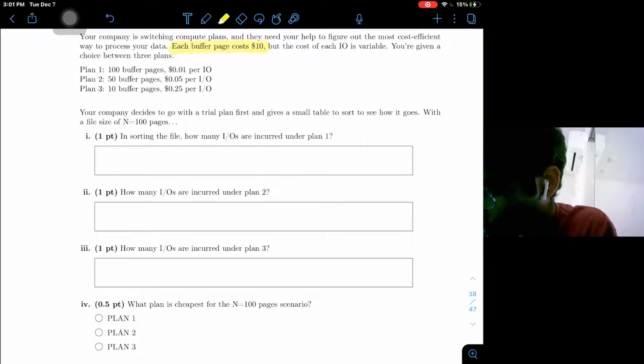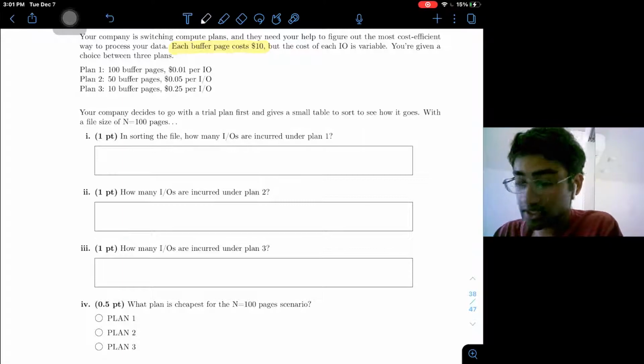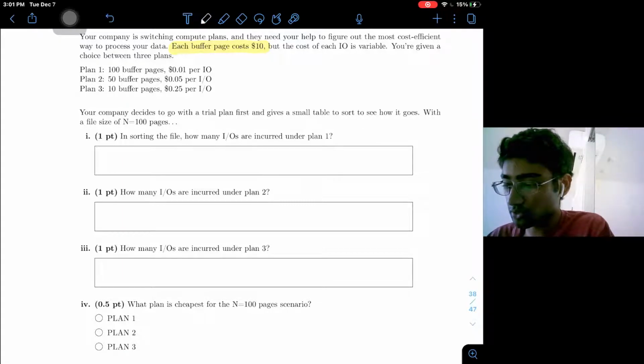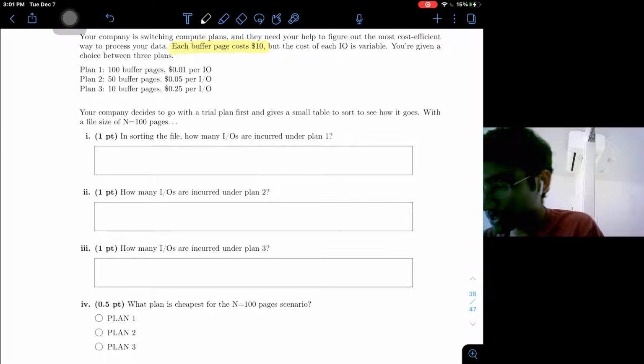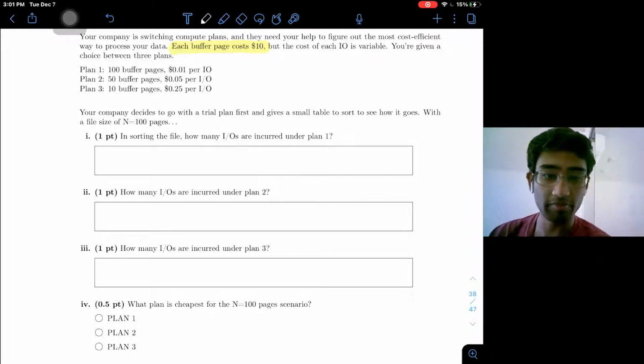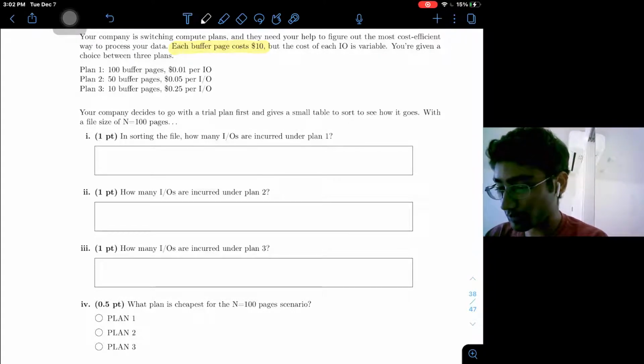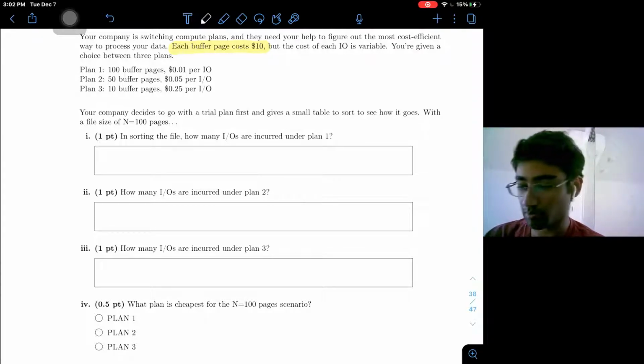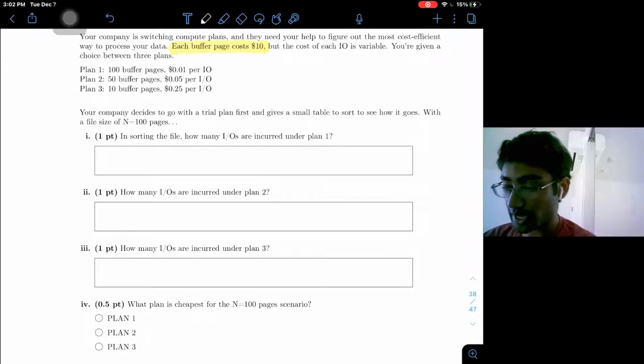And so these are the three plans here. The difference between the plans is in the number of buffer pages and then also in the cost per IO. So in plan 1, you have 100 buffer pages, but a cheaper IO cost at 1 cent per IO. Plan 2, you have 50 buffer pages, but a more expensive IO cost at 5 cents per IO. And then plan 3, you have only 10 buffer pages and a more expensive IO cost at 25 cents per IO.